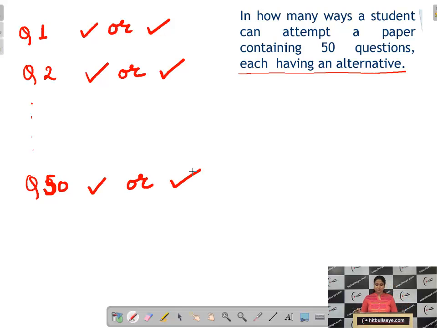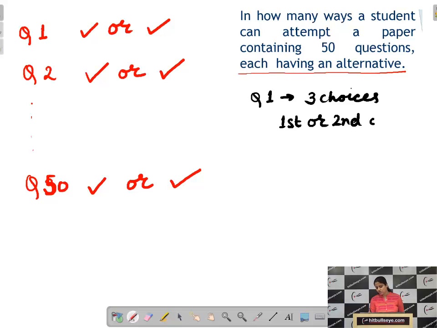And what is the question? In how many ways can a student attempt the paper? For the first question, how many choices? For question number 1, there are 3 choices. How come? Either you can attempt the first question, or you can attempt the second question, or you can leave that question. That is also a choice. So for every question, there are 3 choices.